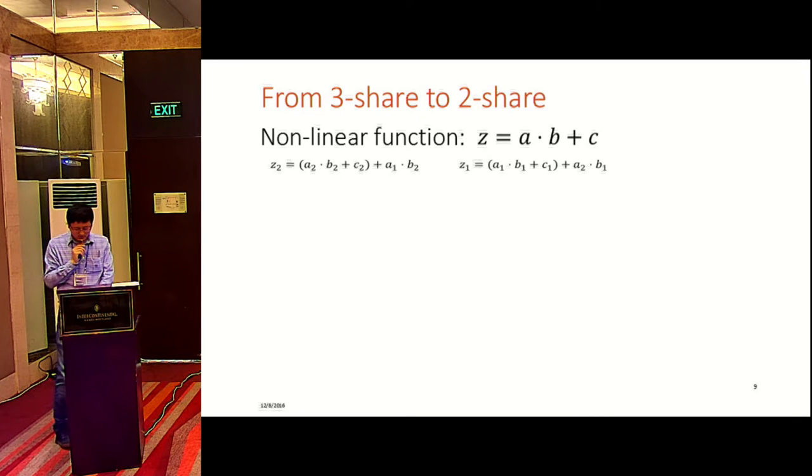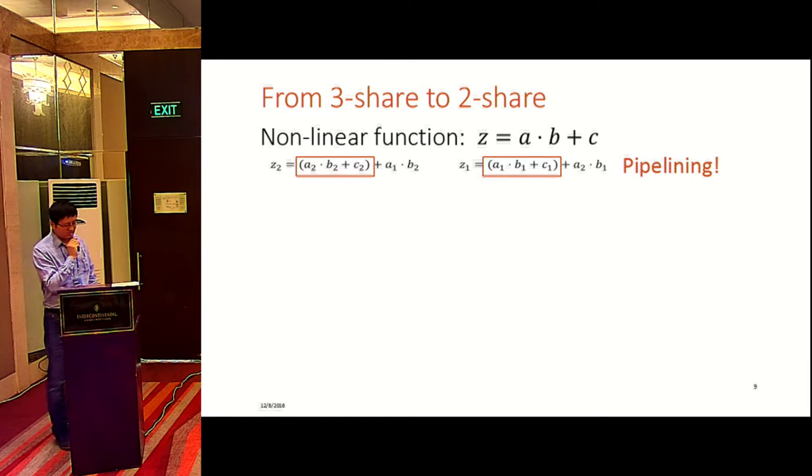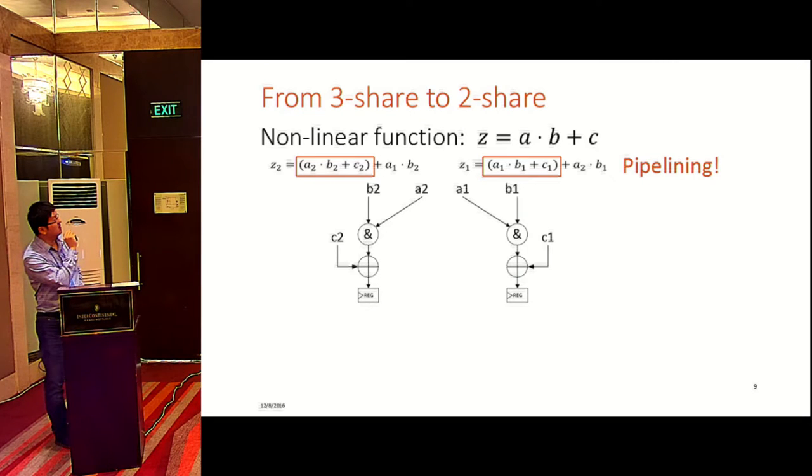So to solve this problem, our solution is we can pipeline this operation, which means we can break the calculation into two stages. And in the first stage, we only compute the calculation in the parentheses. And notice that this calculation only depends on one share. So you can see the intermediate is A2 times B2 plus C2, and on the other hand is A1 times B1 plus C1. So up to now, the non-completeness is satisfied because each share of the function is independent of at least one input share.